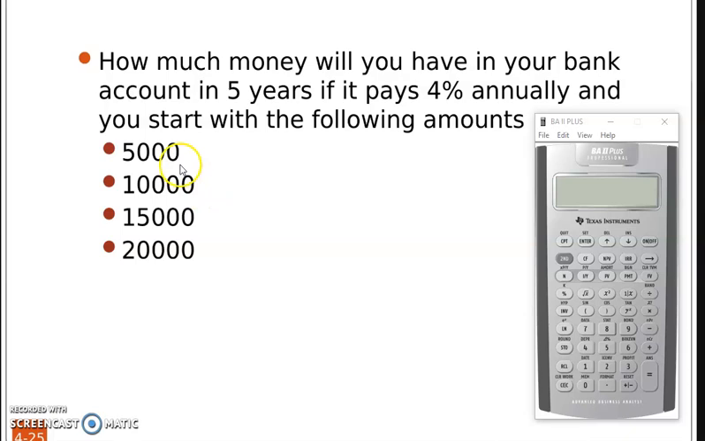Since we're going to invest these amounts today or at time period t equal to 0, they will all represent present values. We are asked to calculate the future value or the amount of money we will have after 5 years. So n, the time period, is 5. The interest rate per year is 4%. So let's start using the financial calculator.